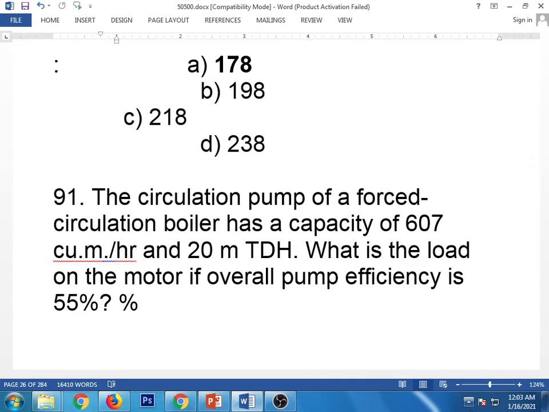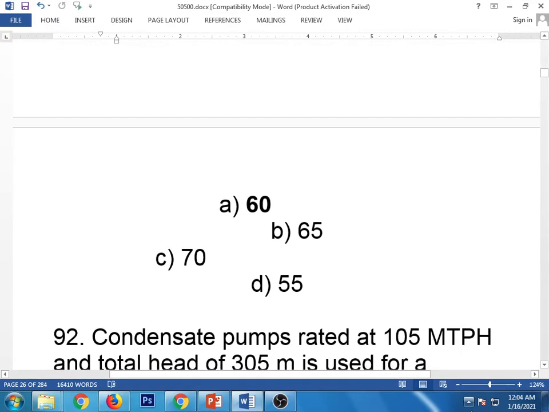The circulation pump of a forced circulation boiler has a capacity of 607 cubic meter per hour and 20 meter TDH. What is the load on the motor if overall pump efficiency is 55%, in percentage? Answer: 60.